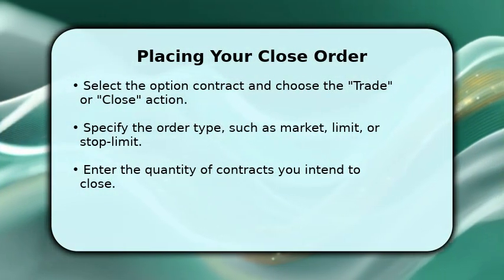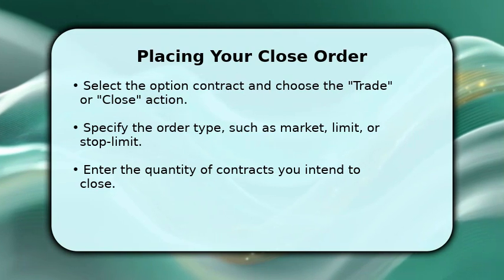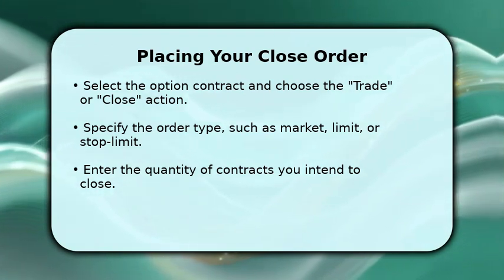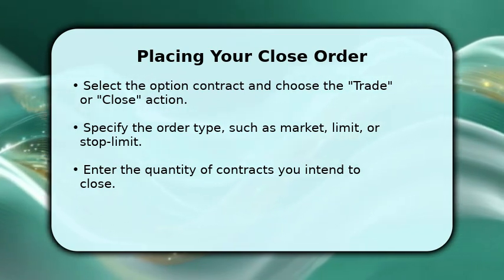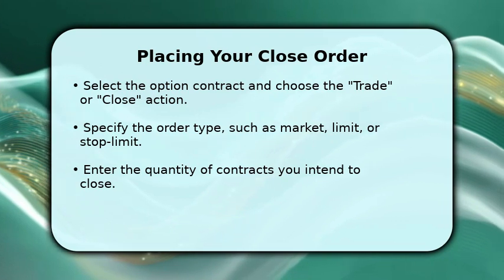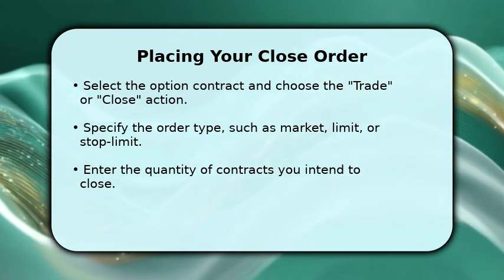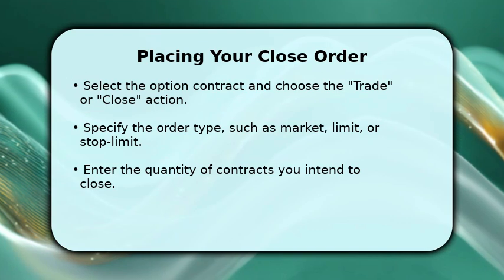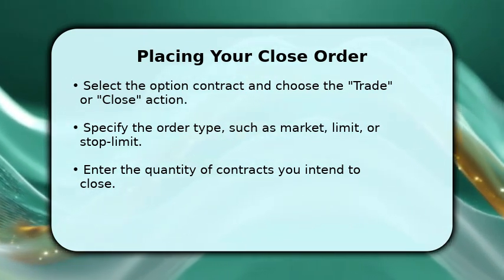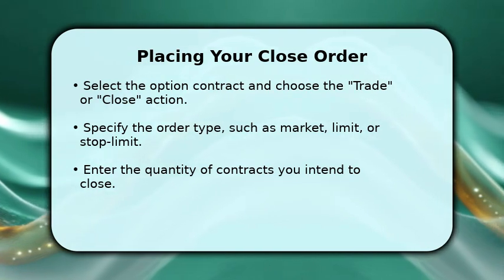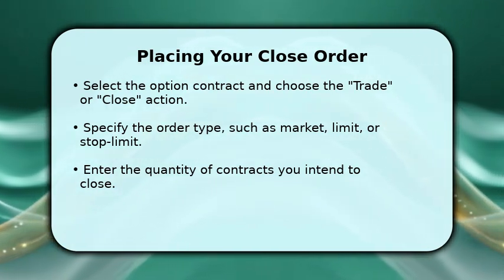Once you've identified the option, select it and look for the Trade or Close button. This will take you to the order entry screen. Here, you'll need to decide on your order type. A limit order gives you price control, while a market order executes immediately at the best available price. Don't forget to input the exact number of contracts you wish to close before proceeding.